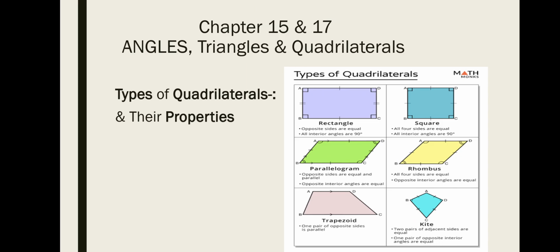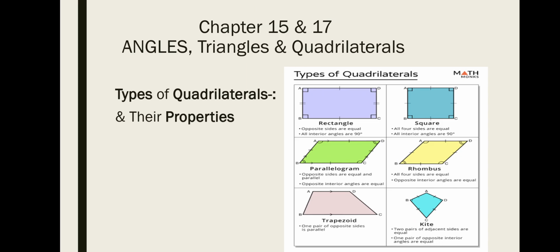Similarly in rhombus, it is like a parallelogram only, but the main thing is that all its sides are equal. All other properties are similar to a parallelogram. Opposite sides are parallel and the opposite angles are equal, and adjacent angles are supplementary.